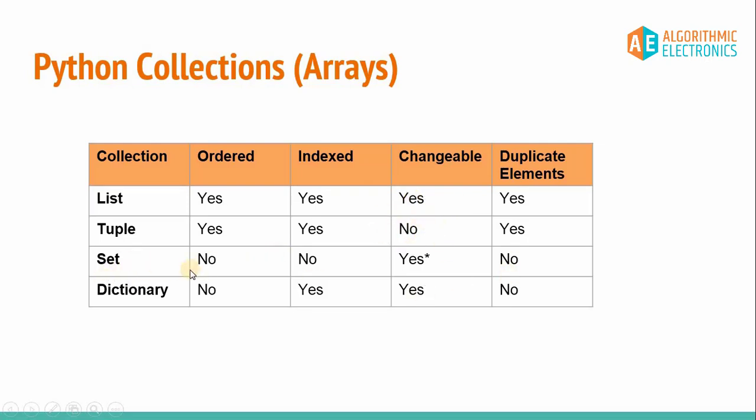So when I talk about the set, it is completely unordered, so there is no fixed order of the elements, and as there is no fixed order, obviously there is no index. And secondly, I have written here changeable, and I have this star. So the meaning is that we can add extra elements into the set, even we can delete some elements from the set, but we can't change the value of a particular element from the set. And again, the duplicate elements are not allowed inside the set.